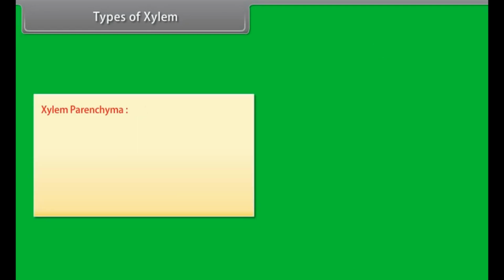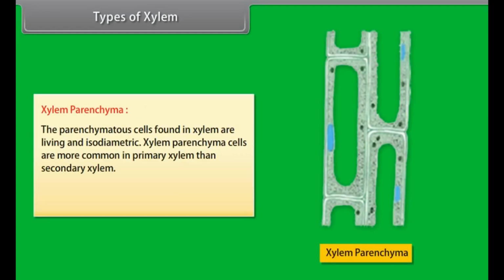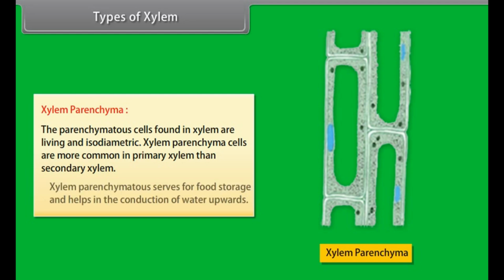Xylem parenchyma. The parenchymatous cells found in xylem are living and isodiametric. Xylem parenchyma cells are more common in primary xylem than secondary xylem. Xylem parenchyma serves for food storage and helps in the conduction of water upwards.